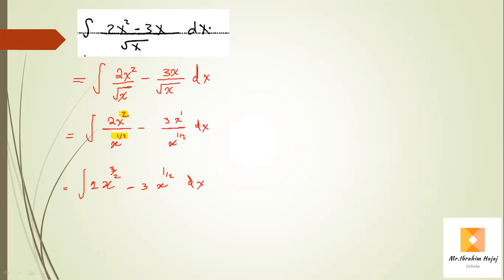Now we do the integration in the regular way. It becomes 2x to the power of 3 over 2 plus 1, which is 5 over 2, all over 5 over 2, minus 3x to the power of 3 over 2 over 3 over 2. Moving the 2 up, it becomes 4 over 5 x to the power of 5 over 2, minus 6 over 3, which is 2, x to the power of 3 over 2, plus c. 6 divided by 3 is 2. Okay, thank you. So this is your final answer.